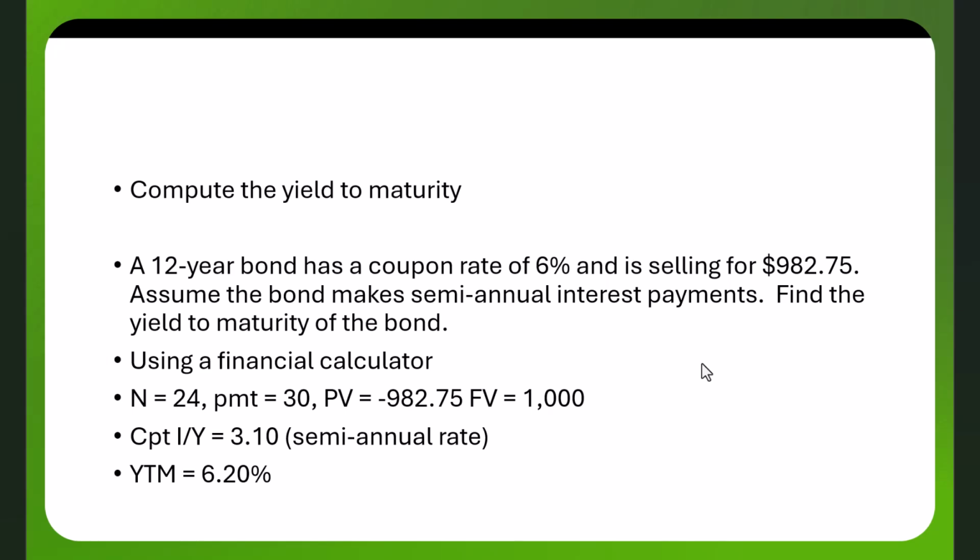Now keep in mind that's a semi-annual rate, and you're going to need to double it in order to get the yield to maturity. And you can see that this makes sense. If the coupon rate is 6% and the price of the bond has gone down, then the yield to maturity should exceed the coupon rate. So that's a good sort of common sense check when you're doing calculations.